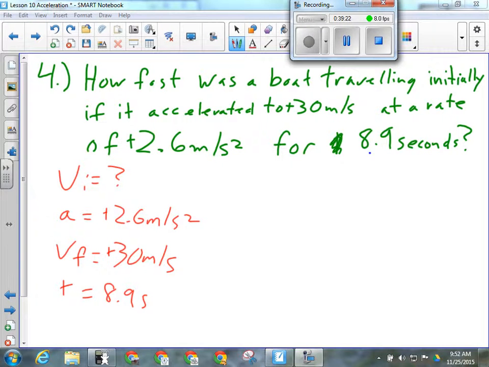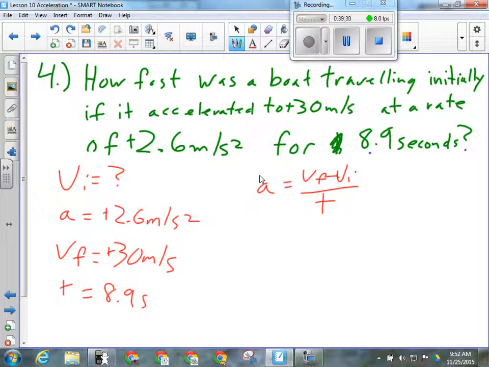Okay, so our formula starts out like this. A equals VF minus VI over T. I need to get VI by itself. So there's two ways to do that. The first step is multiply by T no matter what. You've got to multiply both sides by T. Now, some people like to take VF and subtract it over to this side. But if you do that, VI isn't positive, is it?